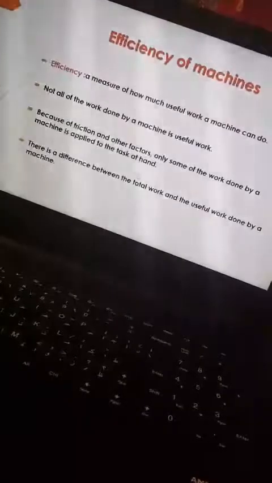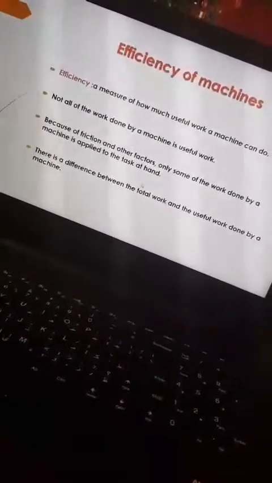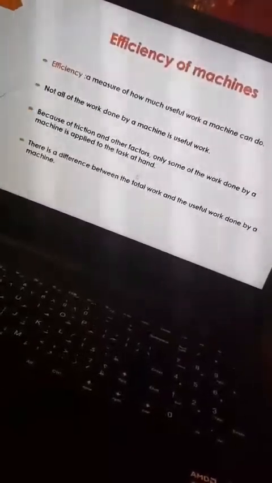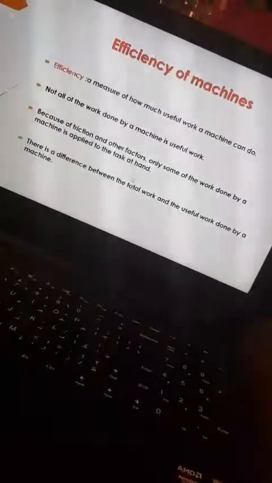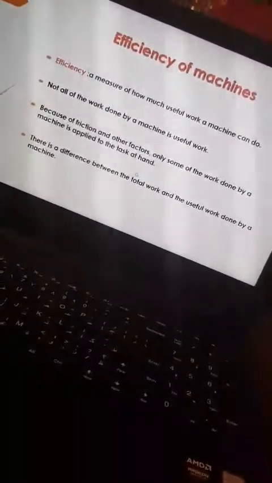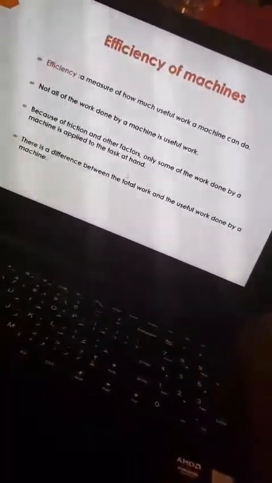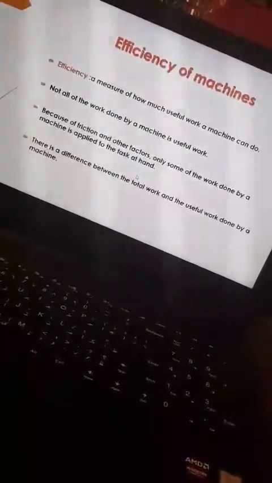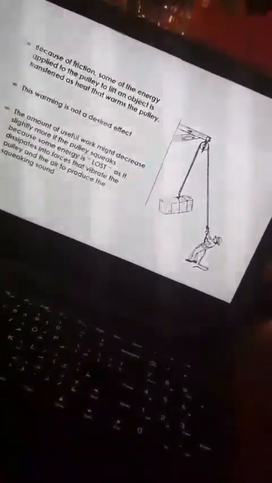Read the second sentence. Not all of the work done by a machine is useful work. It is very important. Why? Because of friction and other factors, only some of the work done by a machine is applied to the task at hand. There is a difference between the total work and the useful work done by a machine. What does it mean? Let's look at this example to understand the meaning of efficiency.